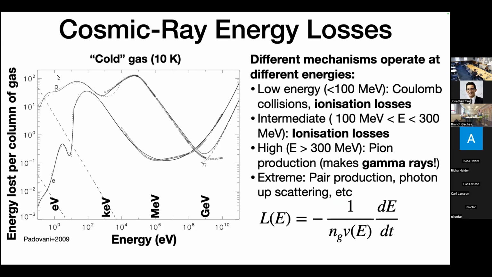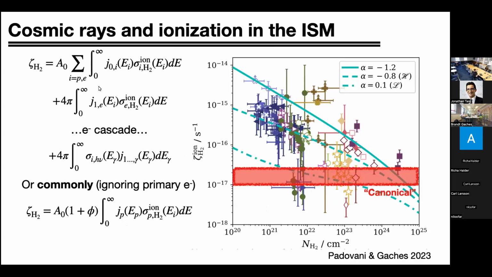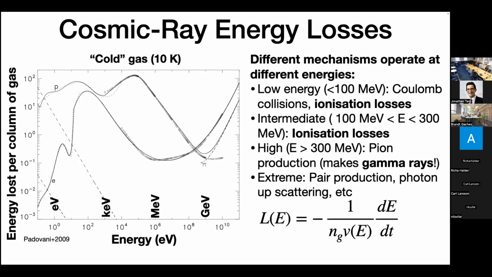And unfortunately, most studies still assume a universal constant ionization rate that is this low ionization rate, which, as you see, actually sits below a lot of the data too. So we need to do better with that, and we can.